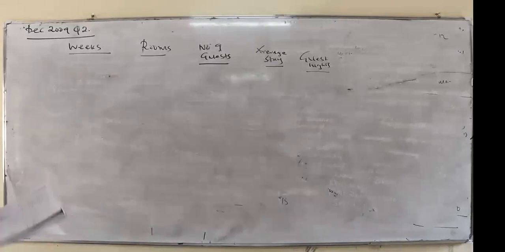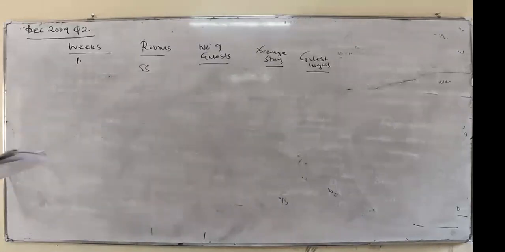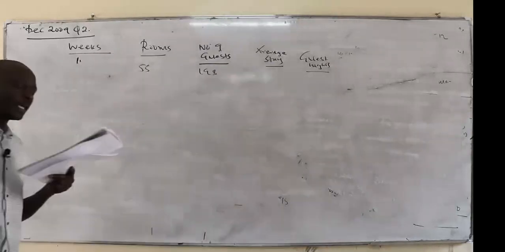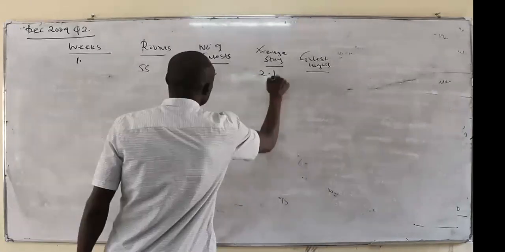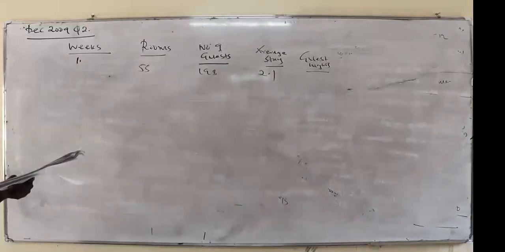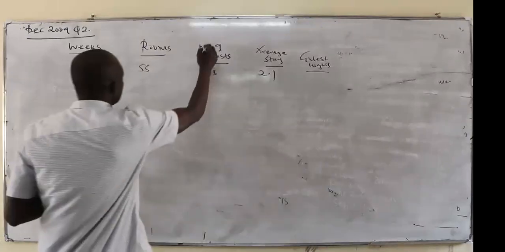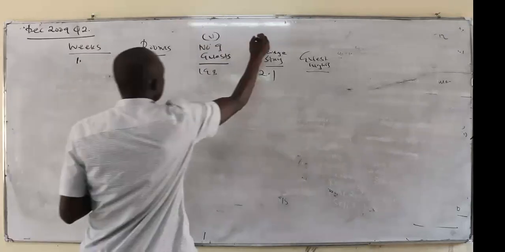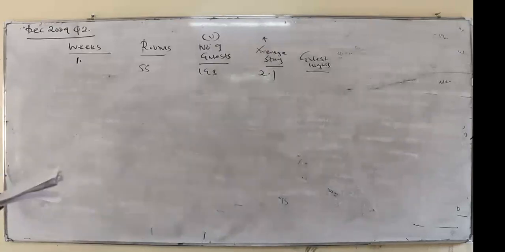So week 1, the first week here, how many rooms do we have? We have 55 rooms. How many guests do we have? 198. Average stay, 2.1. So for guest nights, say these are N, and this is A, average. So to get guest nights, we multiply N times A.